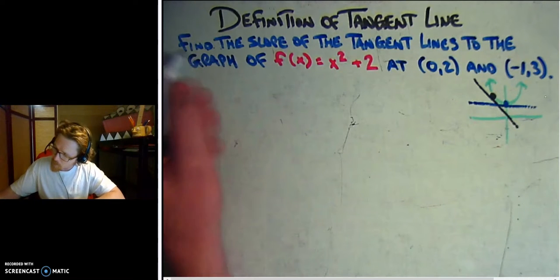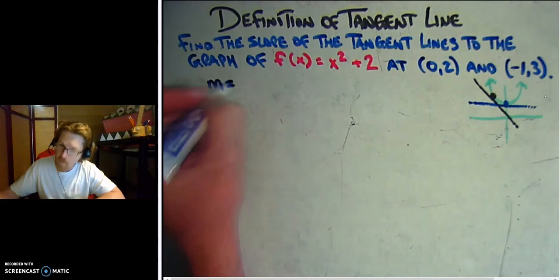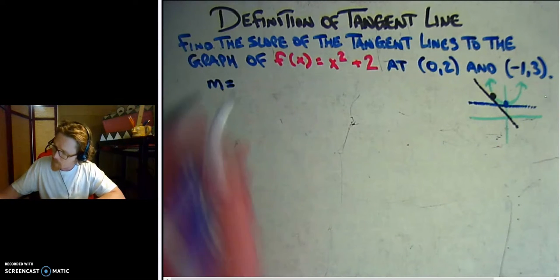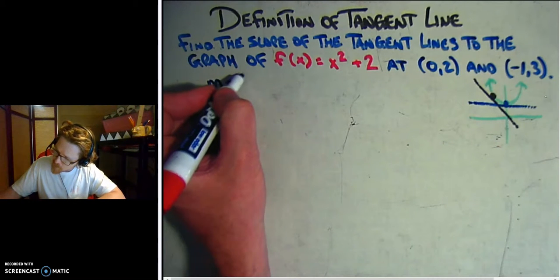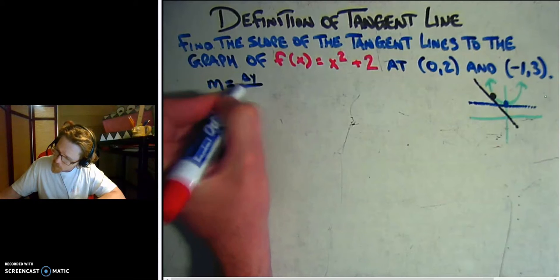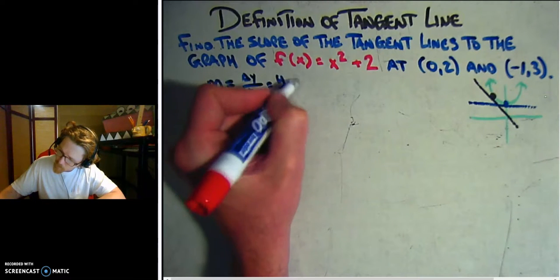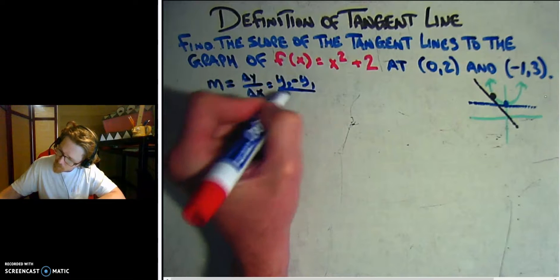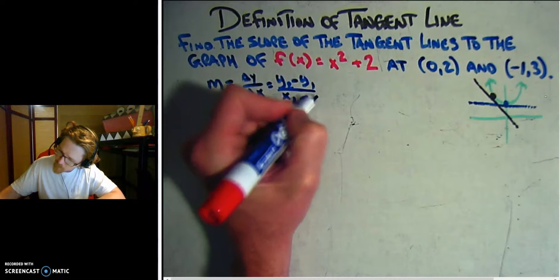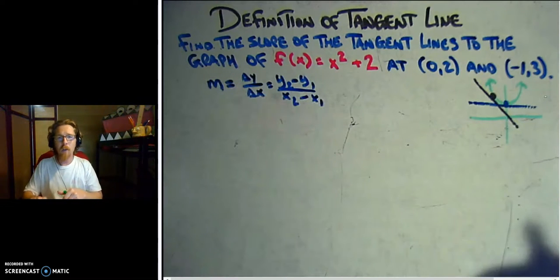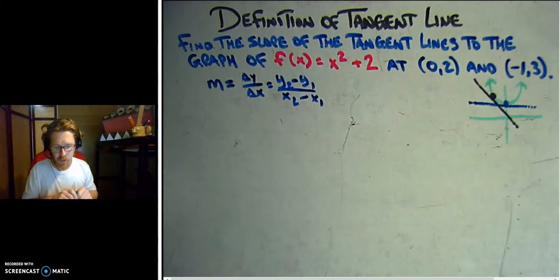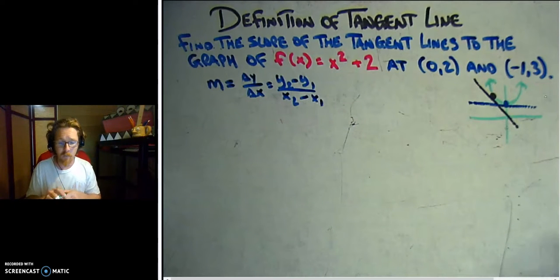Originally, math teaches us slope is generally the letter m, and slope is the change in y, delta y, over the change in x, delta x. We learned the slope formula, y2 minus y1 over x2 minus x1. Now calculus will give us another definition of the tangent line slope.